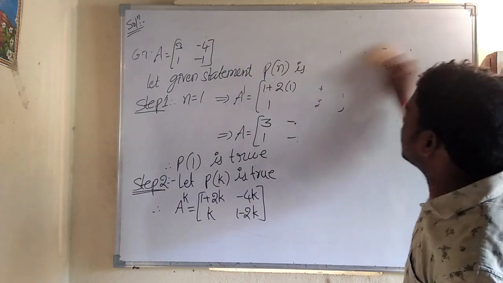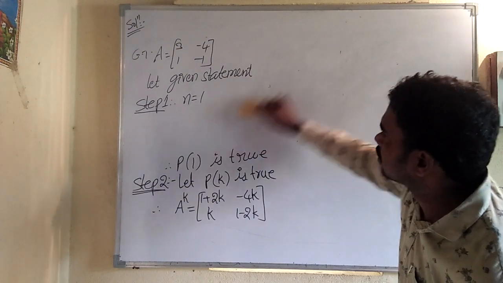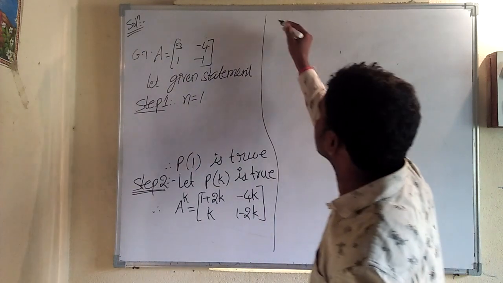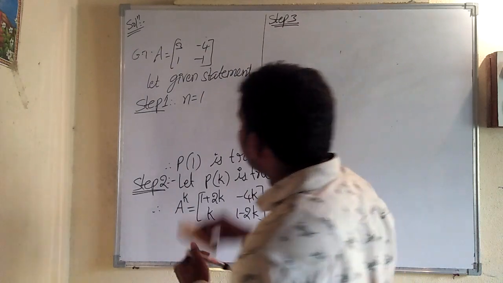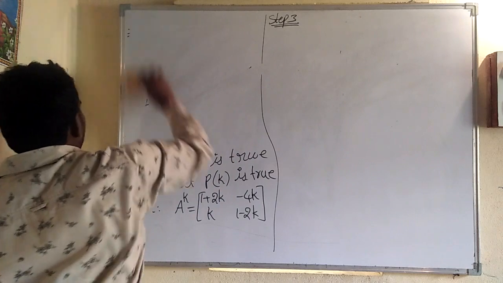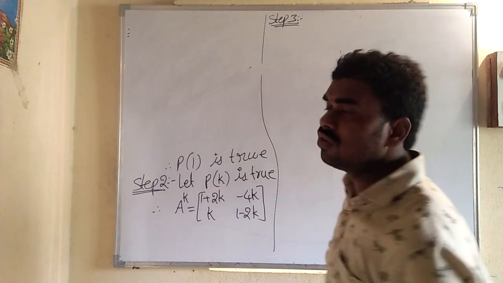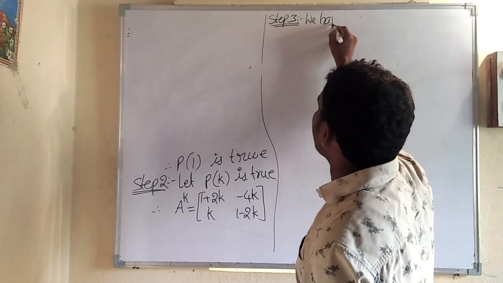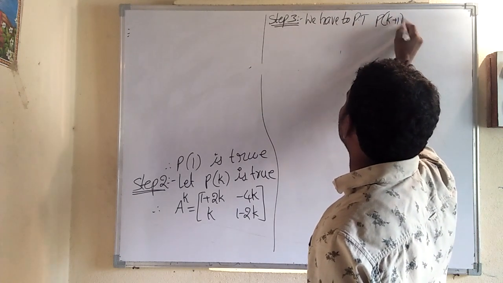Next, step 3. In this step 3, we should prove that P of k plus 1 is true. So write down, we have to prove that P of k plus 1 is true.